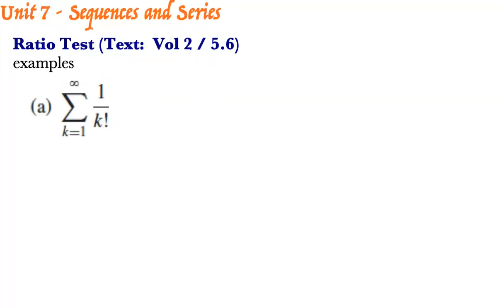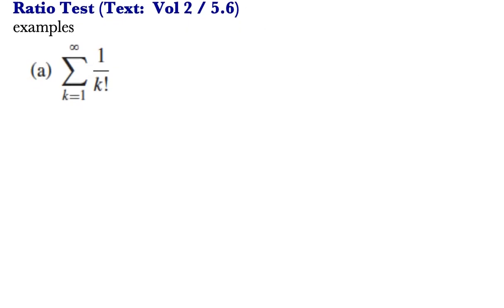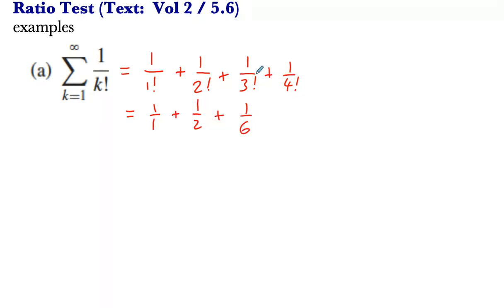Here we go. First example up, we're looking at the series, k is 1 to infinity, of 1 over k factorial. We could start looking at this. That's 1 over 1 factorial plus 1 over 2 factorial, and so on. So that's 1 over 1 plus 1 over 2 plus 1 over 6. Remember, 3 factorial is 3 times 2 times 1. 4 factorial is 4, 3, 2, 1, and so on. So this last term would be plus 1 over 24, and that keeps going.